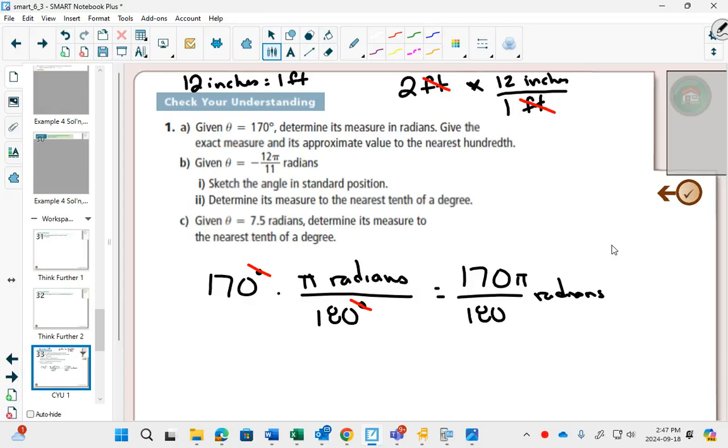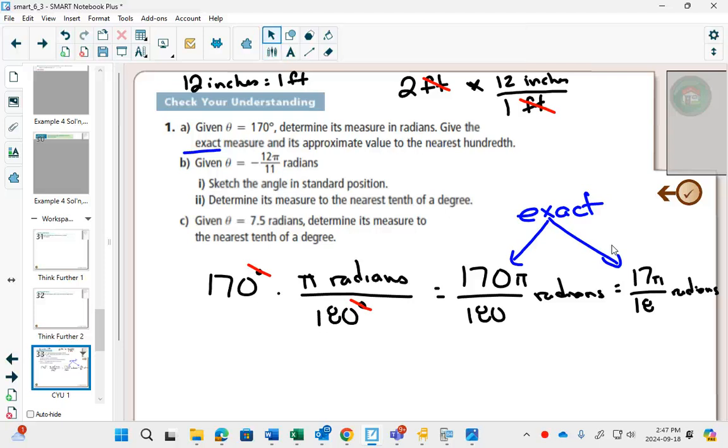And nice thing in grade 12, you don't have to simplify. If you wanted to simplify, probably in a multiple choice, they would simplify that to 17 pi over 18 radians. Both of these are exact. So it asks for the exact measure. Exact measure means you leave pi in your answer and not simplify it. It also says to approximate to the nearest 100th.